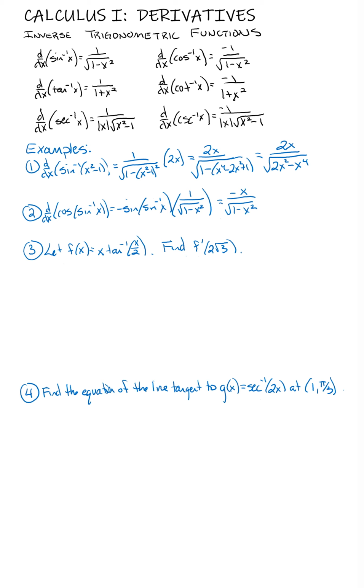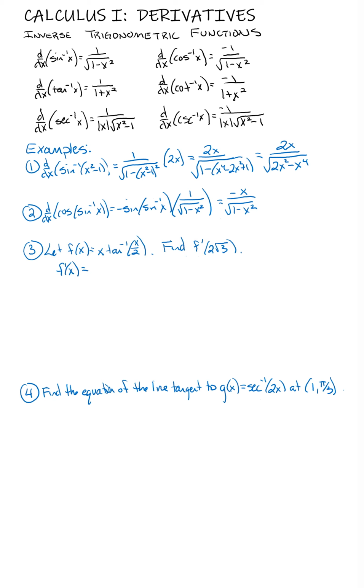Example 3, we'll let f of x equal x times the inverse tangent of x over 2, and we want to find f prime of 2 square root of 3. Now, be careful with this. Make sure you determine what f prime is before evaluating it. If you were to try to evaluate the function first and then take its derivative, things could go terribly wrong. So let's start by finding f prime.